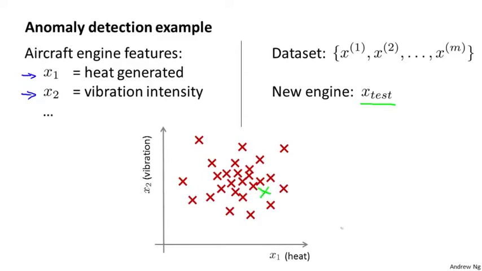So if your new aircraft engine looks like a point over there, well, that looks a lot like the aircraft engines we've seen before, and so maybe we'll say that it looks okay. Whereas if your new aircraft engine, if X test, were a point that were out here, so if X1 and X2, the features of this new example X test, were all the way out there, then we would call that an anomaly, and maybe send that aircraft engine for further testing before we ship it to a customer, since it looks very different than the rest of the aircraft engines we've seen before.